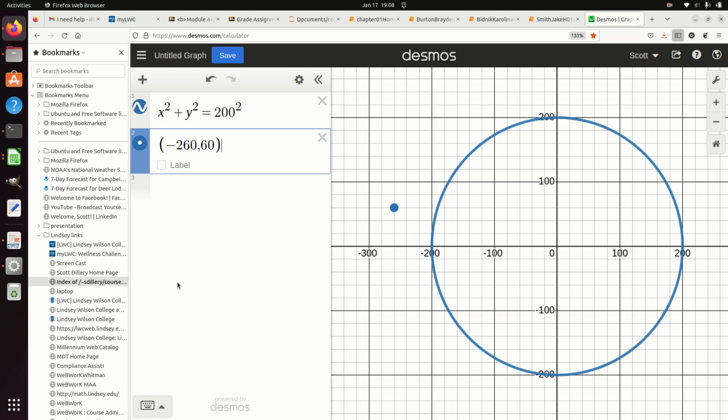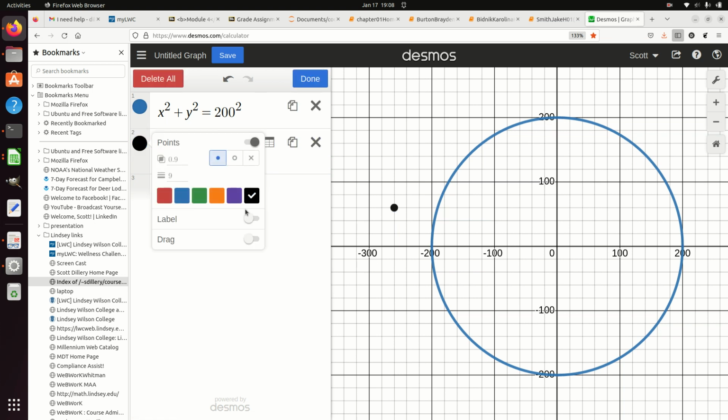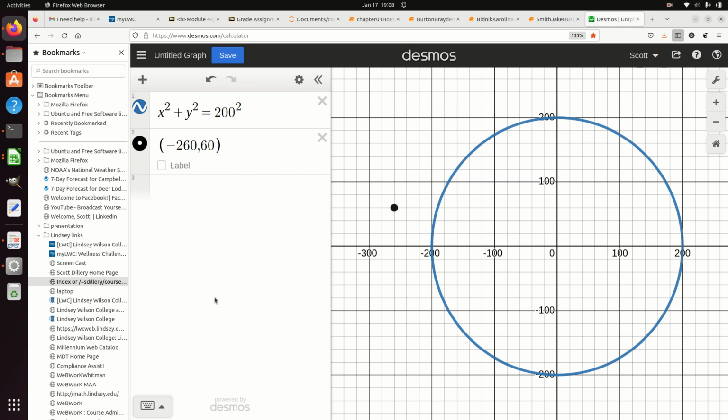Now it happened to do that in blue. I could leave it in blue. Again, I could go up here, and if I don't want them all to be the same color, I could use black, or I could use orange or something like that. Yeah, black shows up pretty nice for the dot there.